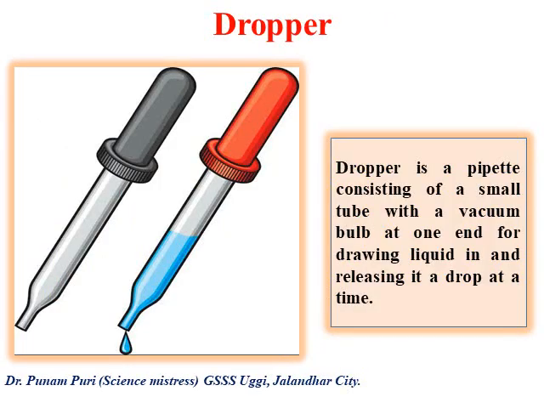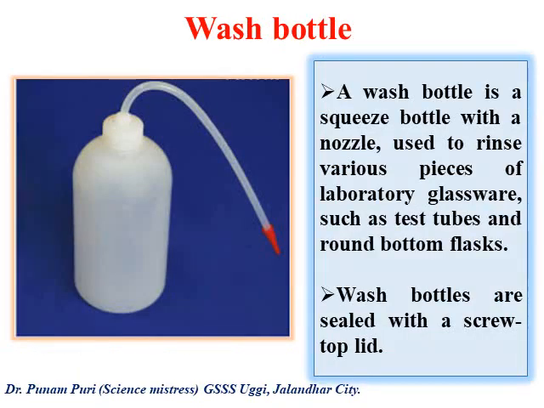Dropper. It is a pipette consisting of a small tube with a vacuum bulb at one end for drawing liquid in and releasing it a drop at a time. Wash bottle. A wash bottle is a squeeze bottle with a nozzle used to rinse various pieces of laboratory glassware such as test tubes and round bottom flasks. Wash bottles are sealed with a screw top lid.